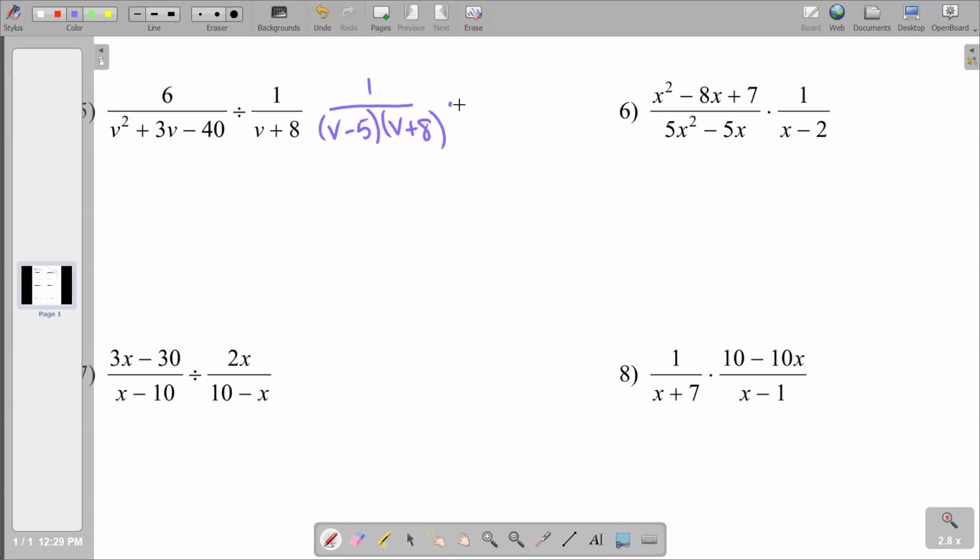And while we're here, we might as well dot flop it, right? Like why? 6. Yeah, that's what I wrote there. Can you not see the 6 there? 6. I'm sorry.